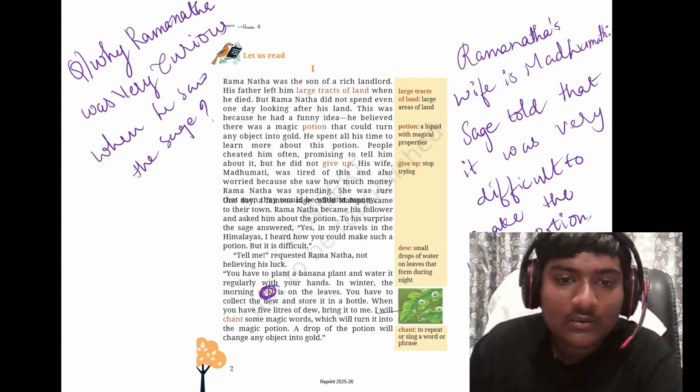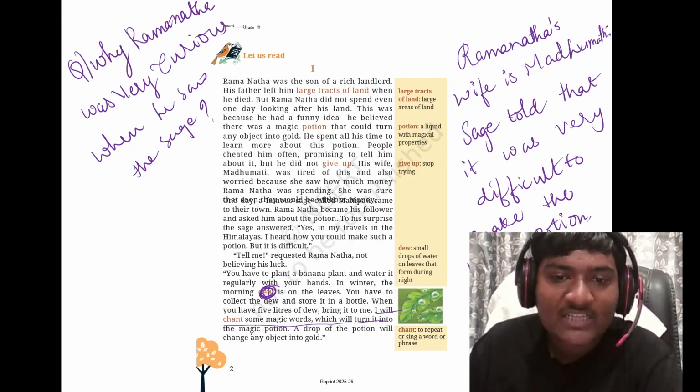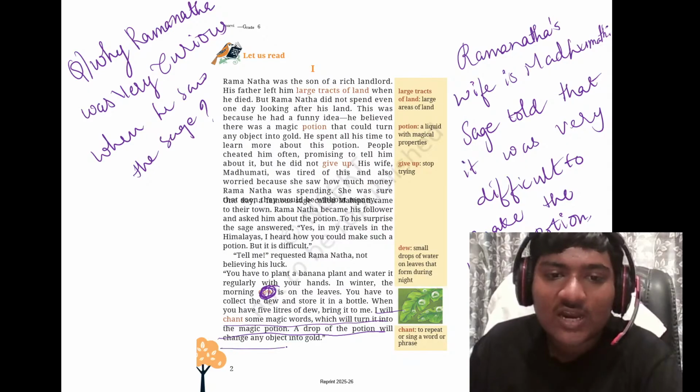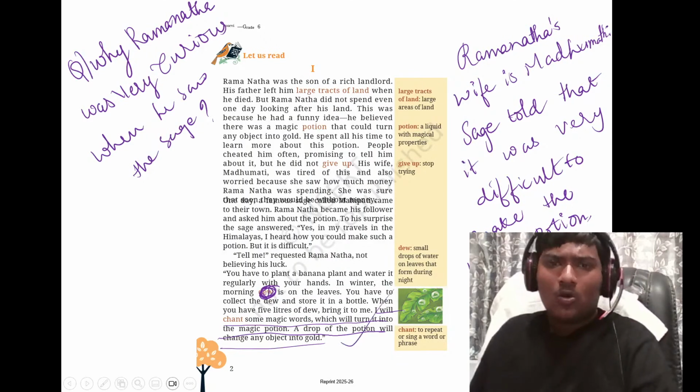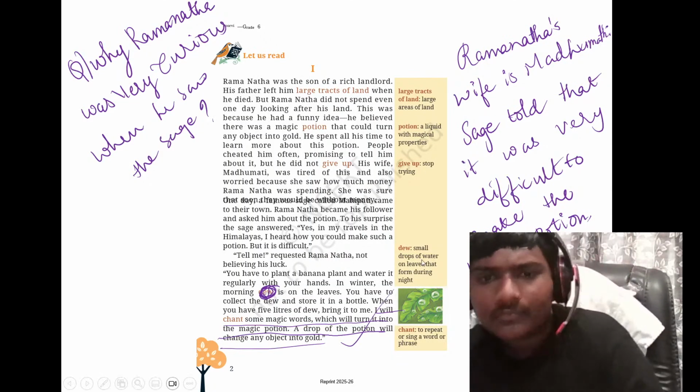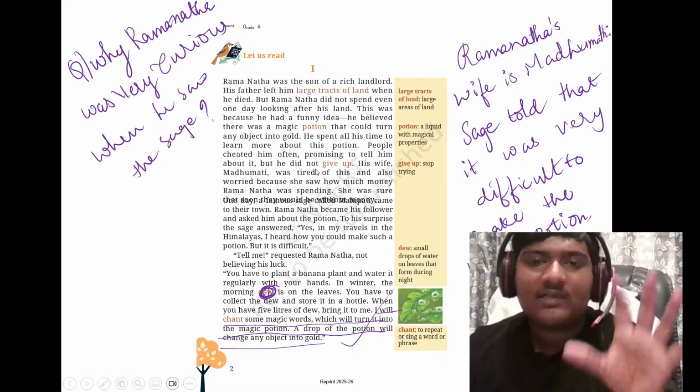I will chant some magic words which will turn into gold. The magic potion, a drop of potion will turn any object into gold. Okay, up to this thing is clear. So let's summarize the page.